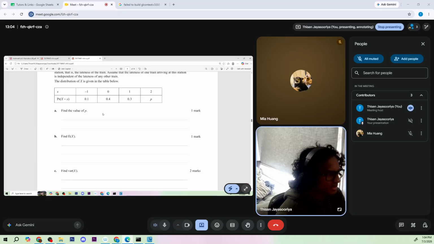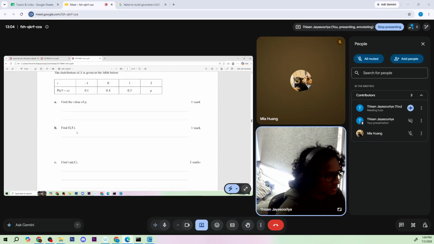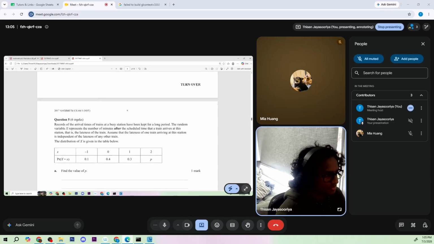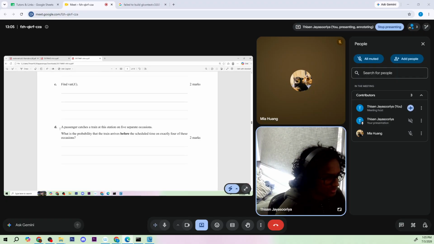Okay. Here we have a probability. Find the value of p. That shouldn't be too bad. E of x and the variance. Again, it's pretty straightforward calculations.